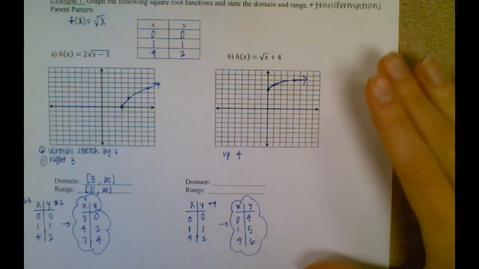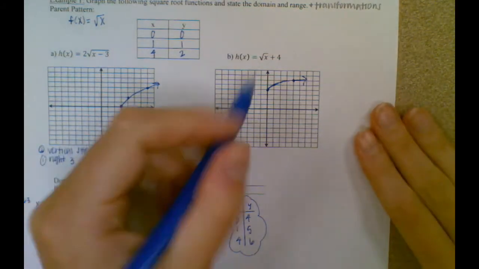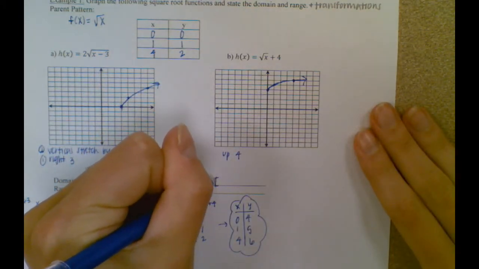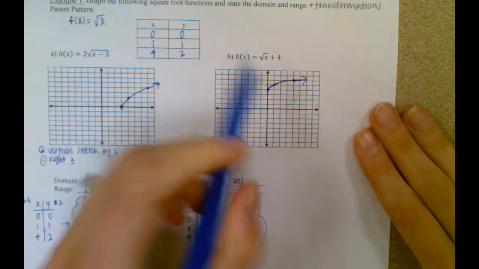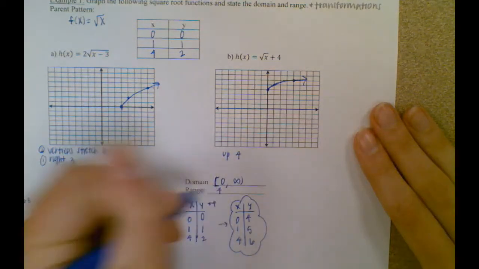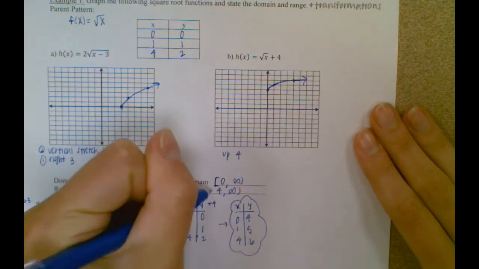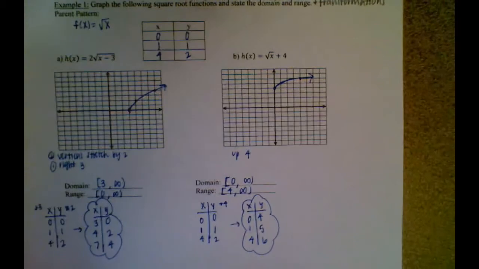Okay? And make sure, look at the table values, plot the points. Alright, so from here, the domain: my most left x value is 0, and it's included, so I put a bracket on it, and it goes all the way to positive infinity. My range starts at 1, 2, 3, 4. The lowest y value is 4, and then it goes up towards positive infinity, and that point is included, so we're going to use a bracket. Okay? Alright, so that's square root functions.